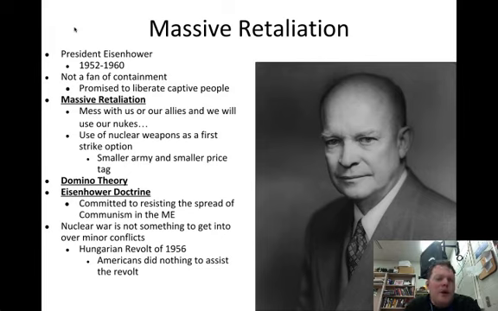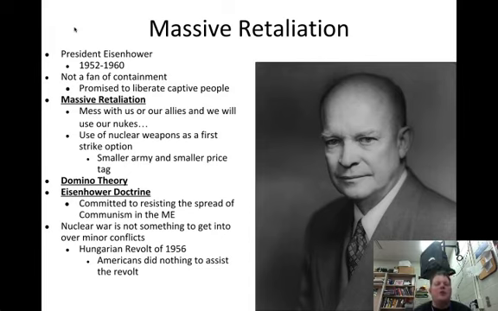Okay, one of his policies is known as massive retaliation. Massive retaliation being that we're going to use nuclear weapons to scare the Soviets. So basically, if they mess with us, if they mess with our allies, we're going to just use our nukes on them.